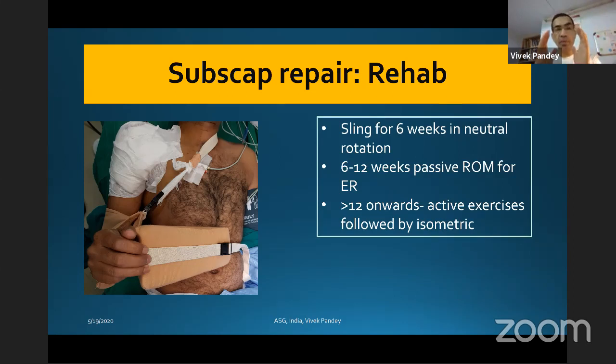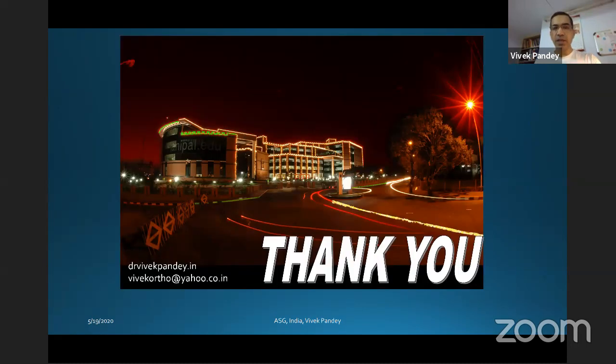So one has to repair it meticulously and do the adequate rehab, protect the repair, because the fibers of subscap are like that, and your sutures also are almost in the same line. So if you've just done a simple repair, simple stitches in a hurry, the likelihood is that it is going to cut out. Thank you very much.